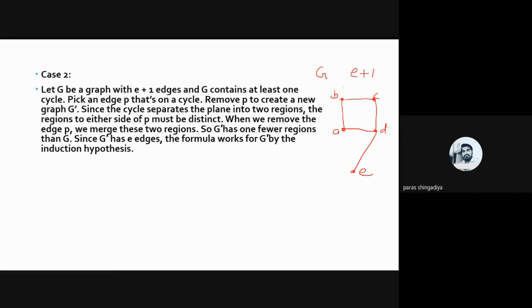And now there is one procedure to prove this result. G contains at least one cycle, so that is a cycle here: a, b, c, d, a. Pick up an edge p that is on the cycle, and remove p to create a new graph G dash. So let us consider one edge p of this cycle. So between a and b there is an edge, and after that we'll remove this edge to create a new graph. So this is the new graph.